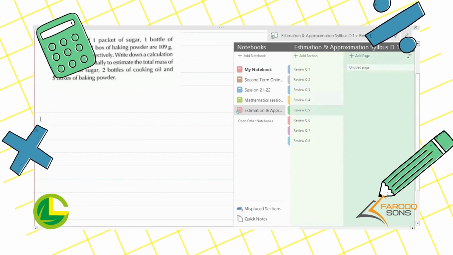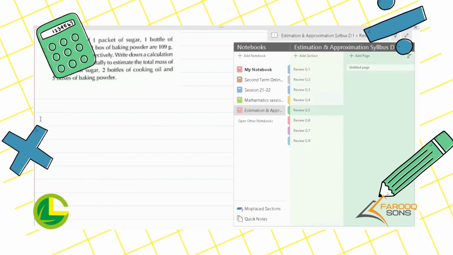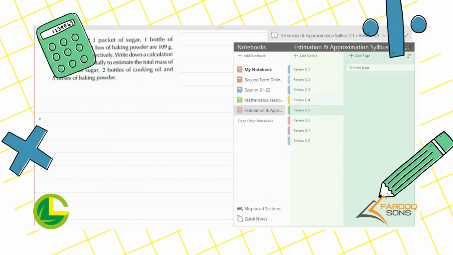Here we have the mass of 1 kg sugar, 1 bottle of cooking oil, and 1 box of baking powder, which is 109 grams, 148.84. It says round off without doing a calculation of total. Okay, perfect. Not very difficult.